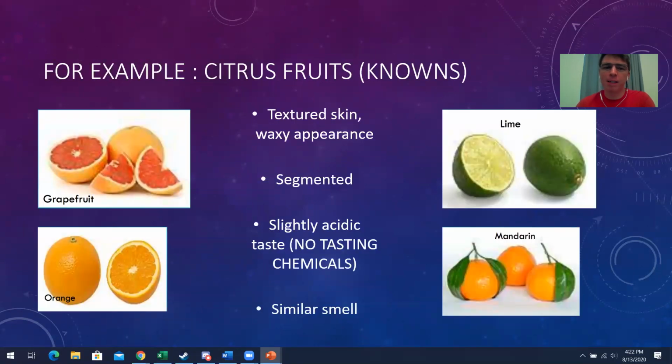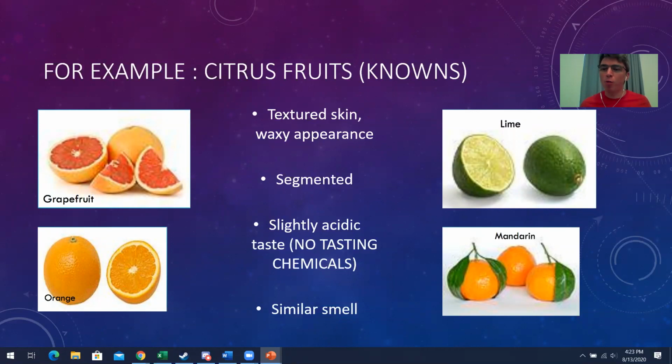As a very simple example, if we were provided a grapefruit, an orange, a lime, and a mandarin, and we're told to classify these into a singular group and call that group citrus fruits, what are the characteristics of citrus fruits? We could look at all of these and tell that they have a textured skin with a waxy appearance. If we open them up, all of the fruit is segmented.